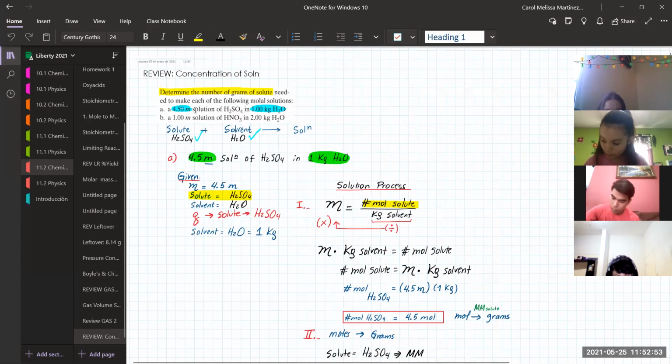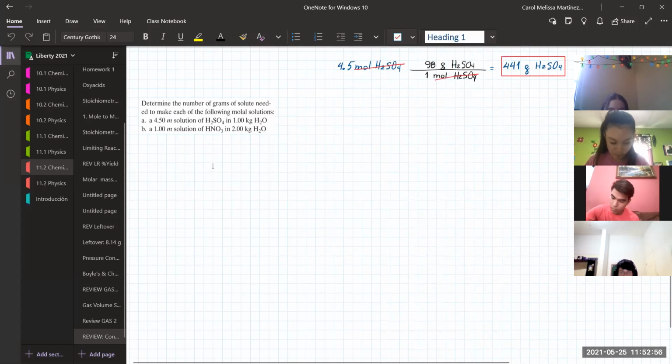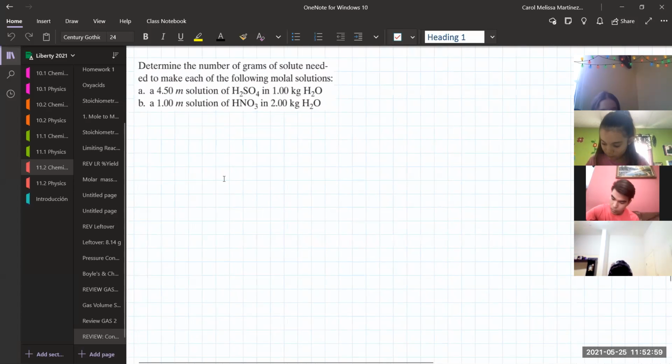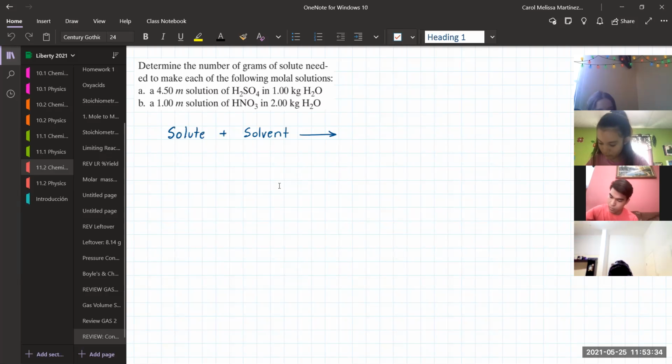Okay, now let's work with part B. I paste the exercise again here to work on part B. It says, determine the number of grams of solute needed to make each of the following molar solutions. Part B says 1 molar solution of nitric acid in 2 kilograms of water. So the first step that I need to do here is remember the formula, okay? Solute plus solvent gives me a solution, okay?